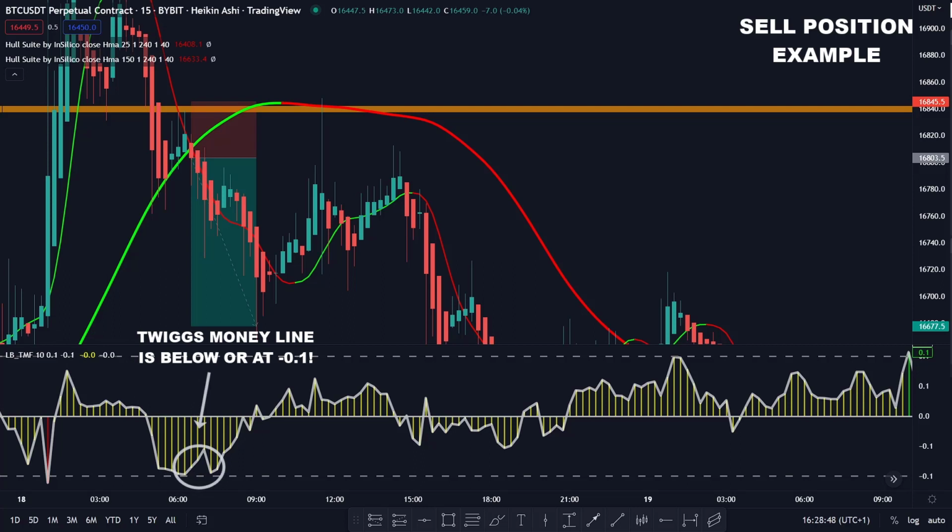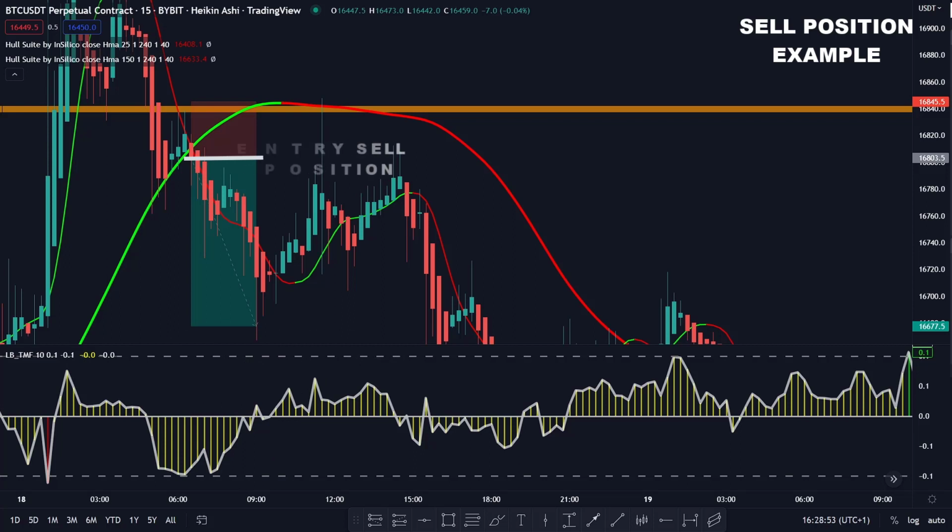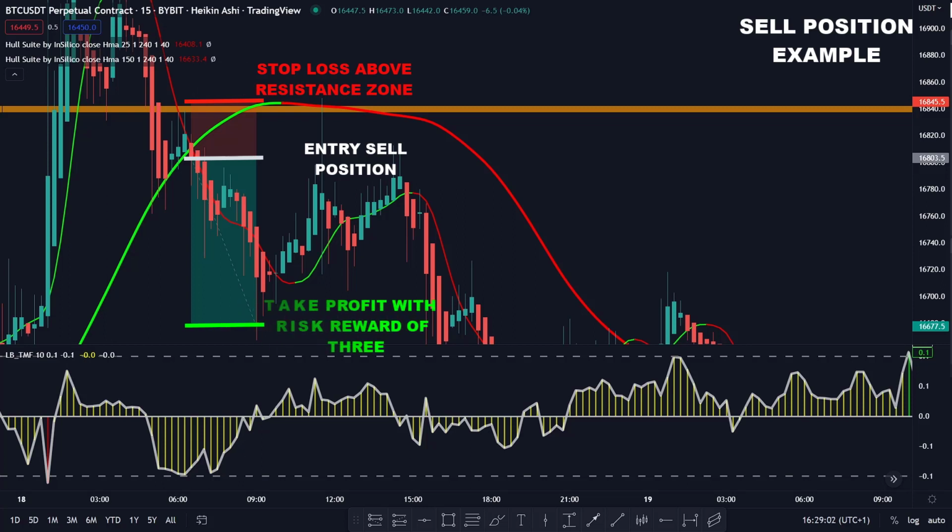As we see, all these rules are in order, and we now can take our short entry into the market. We place our stop loss slightly above our resistance zone, closest to current price, and set our take profit level with a risk-reward ratio of 3. Once more, we realized a nice profitable trade.